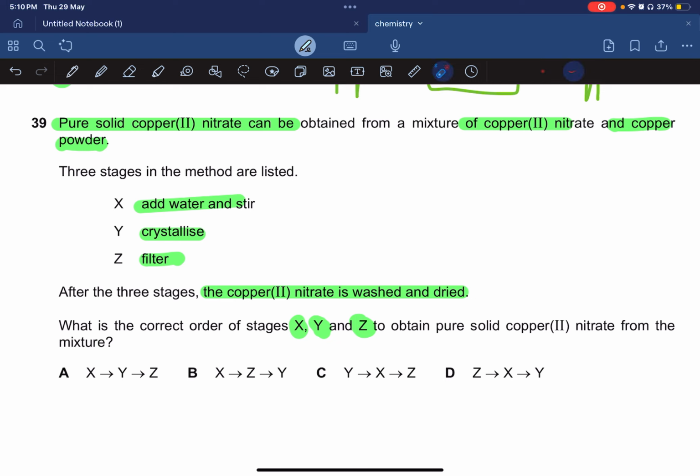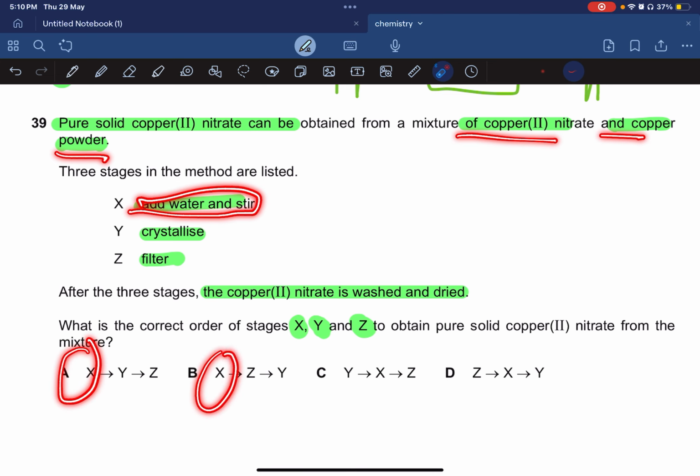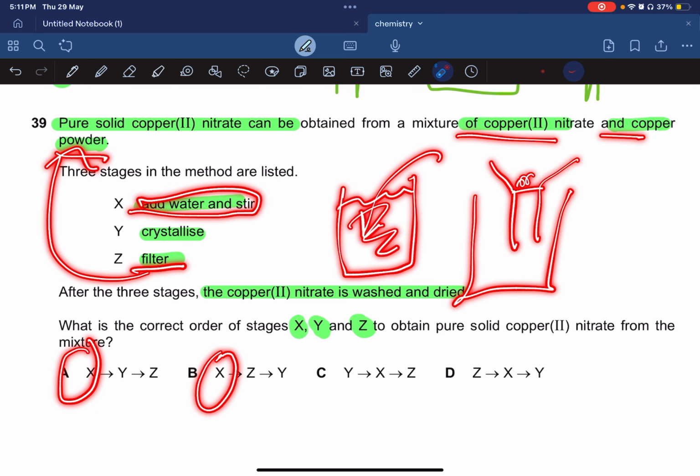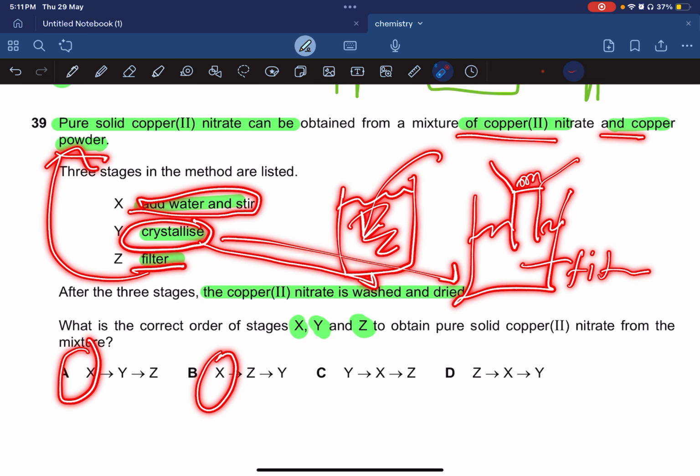You know that you have a mixture of copper nitrate and copper powder. Copper powder is going to be insoluble, so first you add water and you stir. So first is going to be X, add water and stir. The second thing you are going to do is filter out the copper powder. You have this beaker. First you add water and stir. Then you filter out the copper powder on this. Now what is left as a filtrate is your copper nitrate. So you crystallize it, and after crystallizing you wash and dry the crystals.